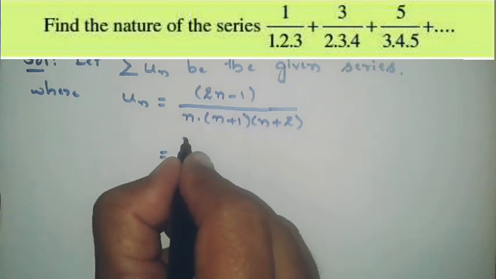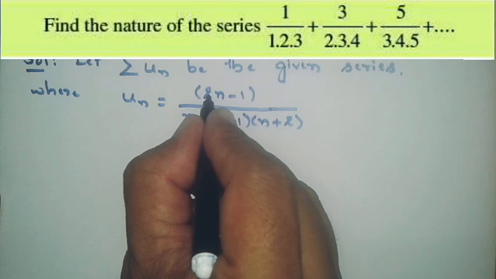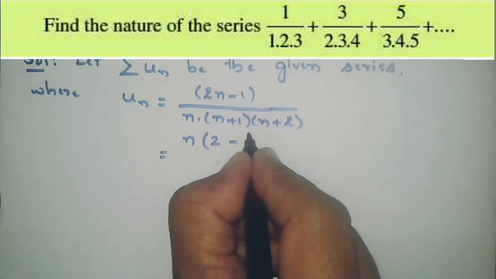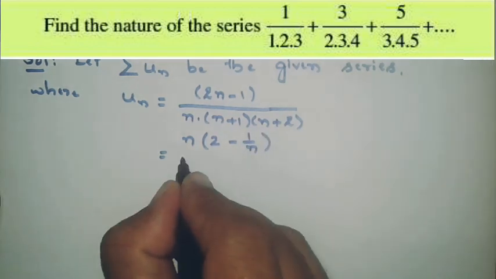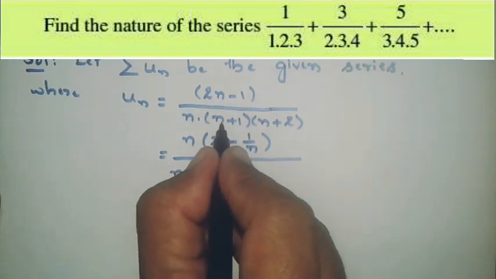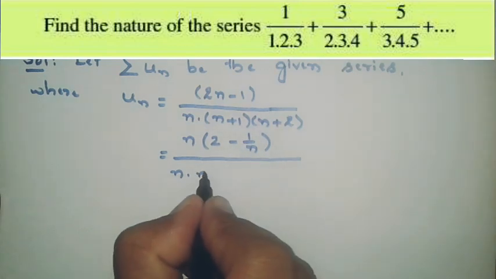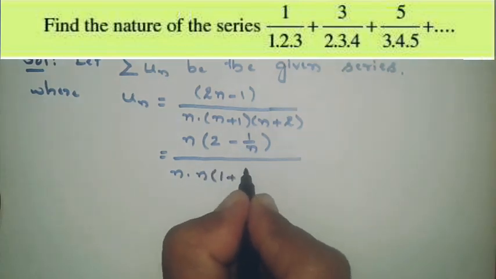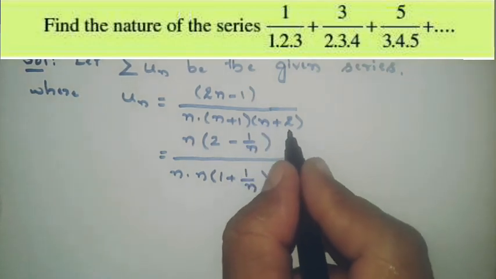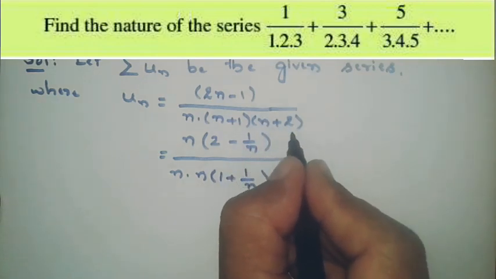So let us take n common in the numerator. When we take n outside, here it is 2 minus 1 by n remaining in the bracket. In the denominator also we shall do the same job. N as it is here. Here if we take n outside, 1 plus 1 by n remains within the bracket, plus, into. Here in this third bracket also we will take n outside. When we take n outside, 1 plus 2 by n remains.